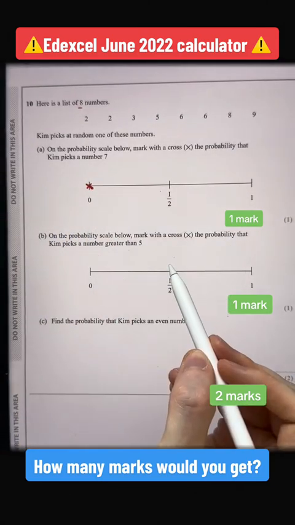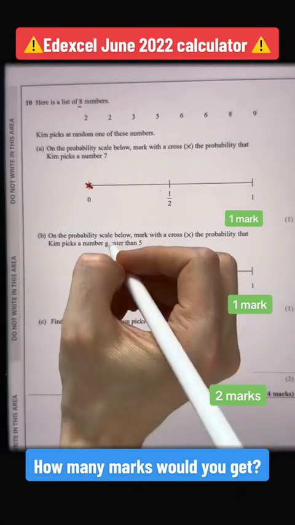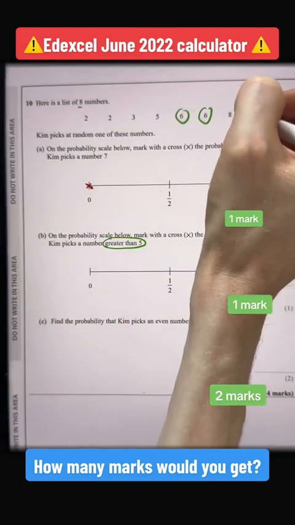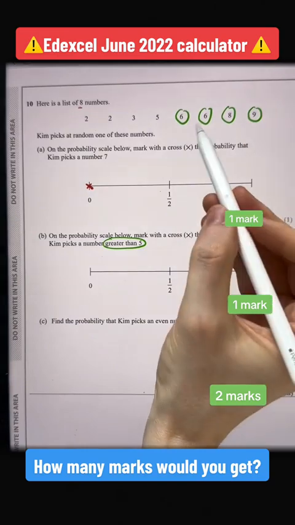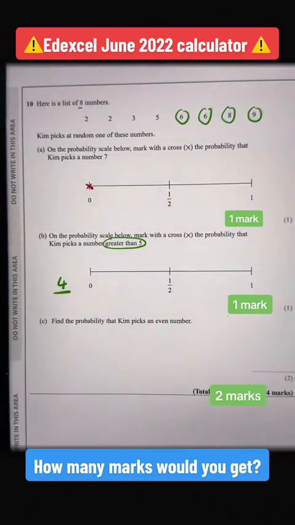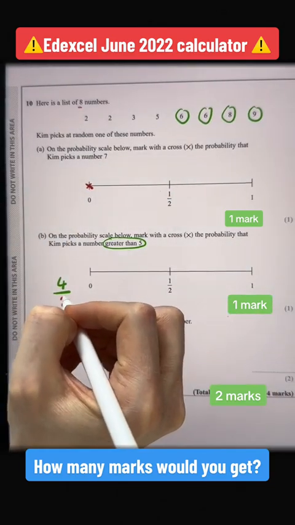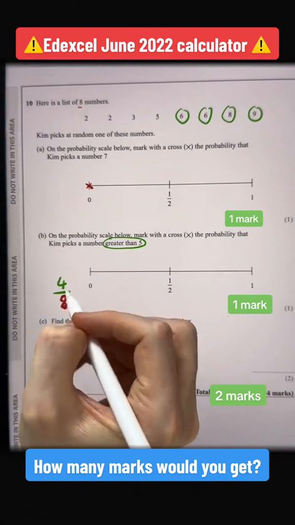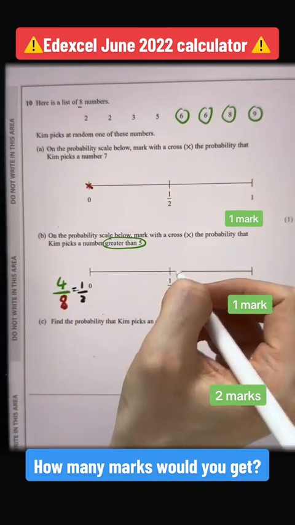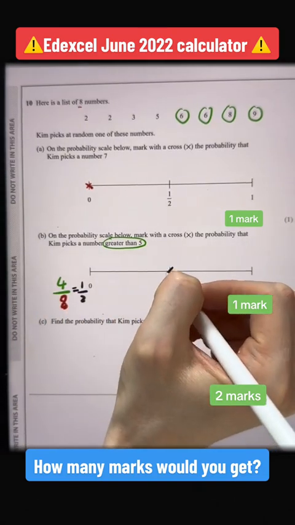Part B. On the probability scale below, mark with a cross the probability that Kim picks a number greater than 5. Well, the numbers greater than 5 are 6, 6, 8, and 9. I've got 1, 2, 3, 4. So Kim's got 4 chances out of, in total, there was 8 numbers. So 4 of 8 of getting a number greater than 5. And 4 of 8 will simplify down to be a half. Again, we can put it into a calculator if necessary. So on my probability scale, at a half, I'm going to mark with a cross.